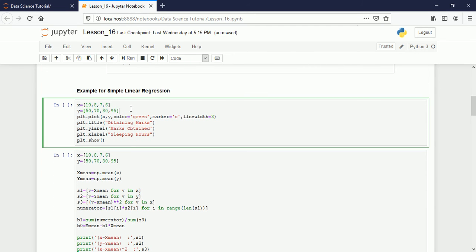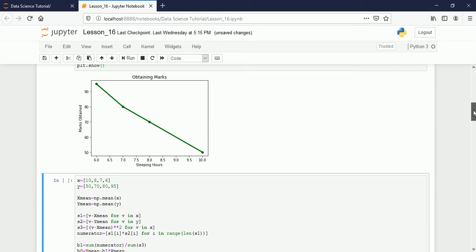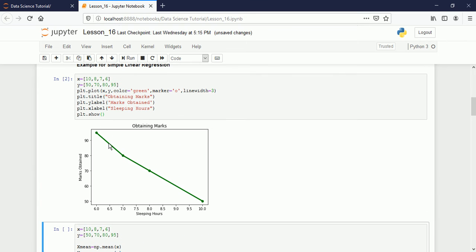If you remember this example, which we have already discussed, here we are taking the sleeping hours for the student, and also the marks the student is getting. The relationship was negative, because if the student sleeps more, he or she will get fewer marks. If he sleeps less, then he or she will get more marks. We have shown this in the form of a graph. From this chart, you can easily understand that there is a negative relationship between the two variables.